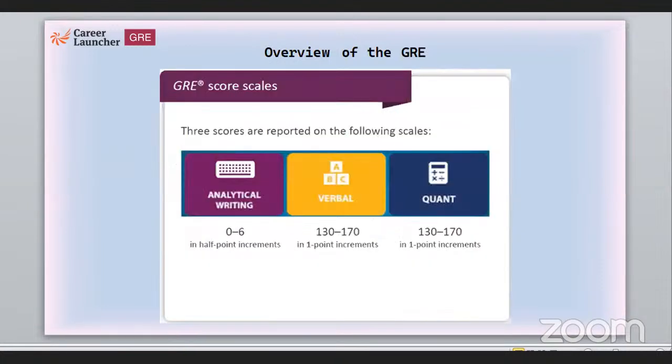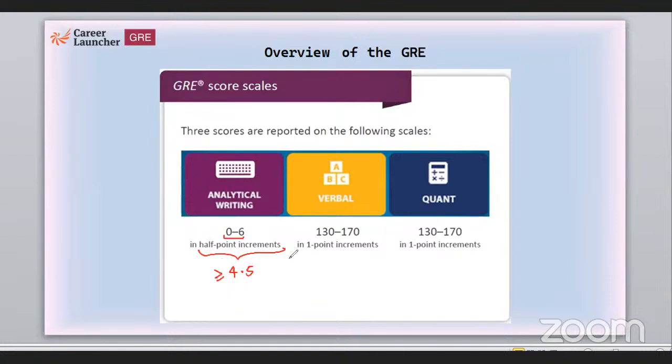if we talk about the scoring, everyone, AWA is always given a sectional score from 0 to 6 in half point increments, meaning your score could be like 4.5, 5, 5.5, 6. It can never be 5.3, but a decent score in AWA is going to be at least a 4.5.